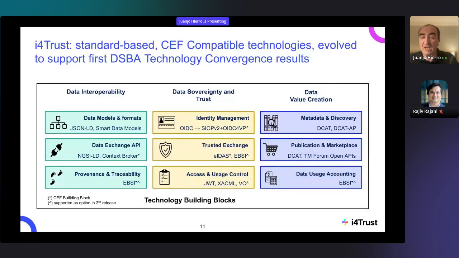And as I said before, we make data spaces happen because we bring concrete technologies, concrete answers to what standards to adopt in the different technology building blocks, in the three pillars that I have been talking about.